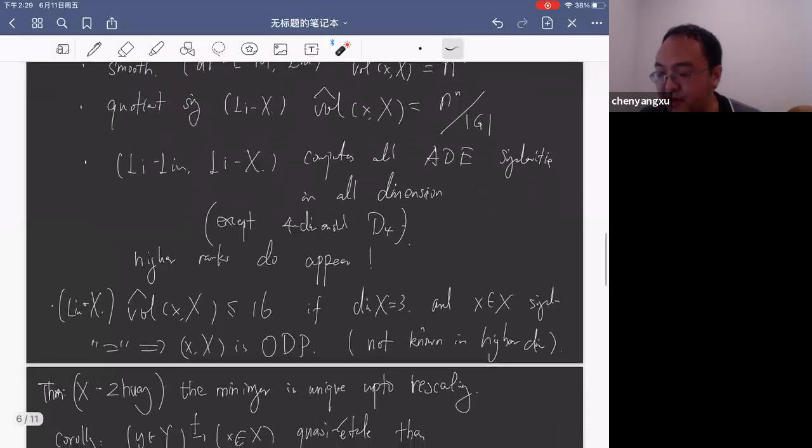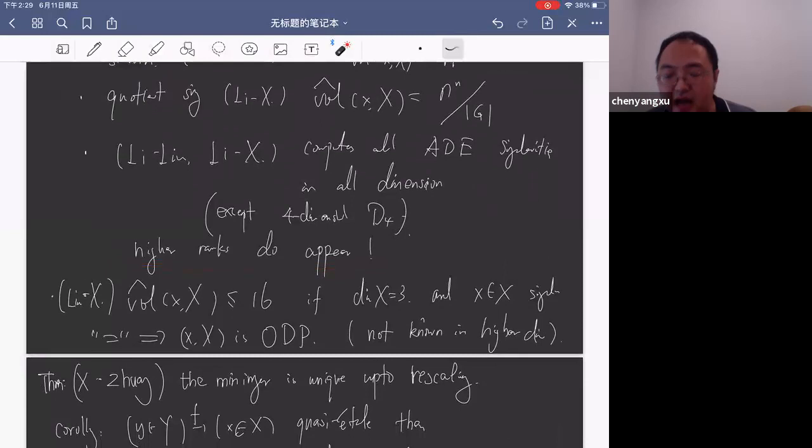But one thing I want to say is that the higher ranks do appear again. Historically, when people first studied this, there was a time people actually conjectured, in some Inventiones paper, that in this case the minimizer is always rational. So basically, there is no higher rank case here. But actually, it turns out that's not true. Even for ADE singularities, if you go to high enough dimension, you find a higher rank case. So we cannot just work on the divisorial case in this local picture.